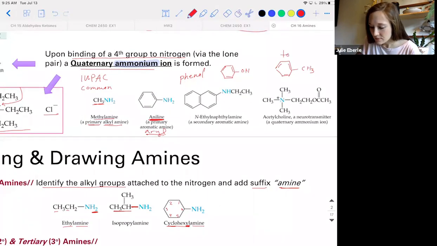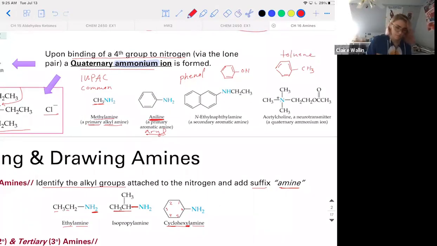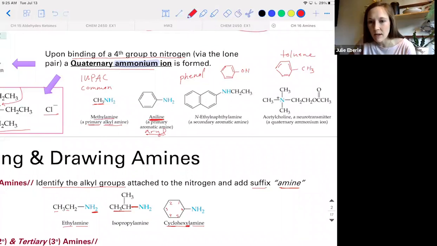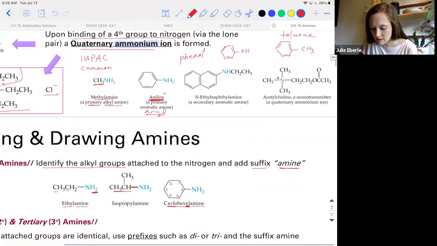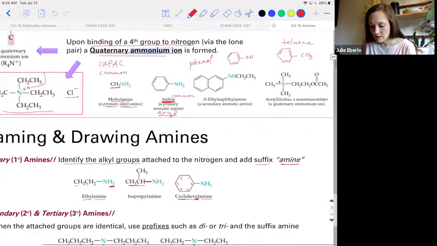Toluene. Okay, anyways, this is kind of beside the point, but this is exactly what you're seeing, Maggie. It's just, this is the common name. Okay.